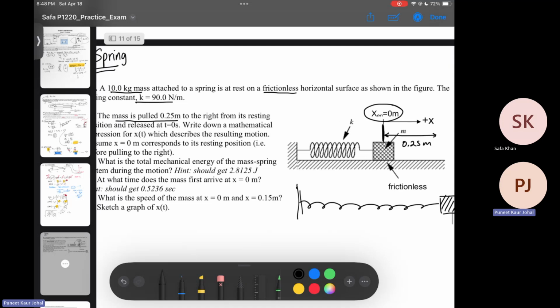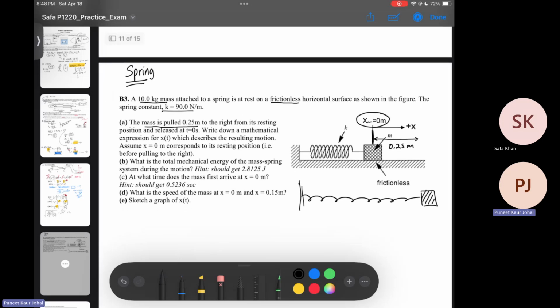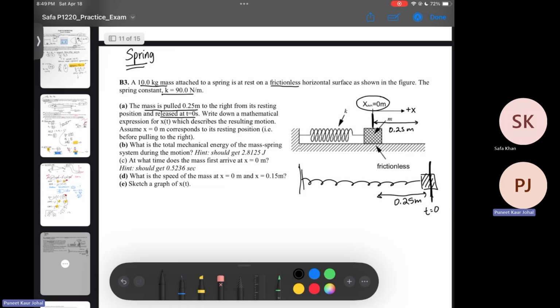So you stretch it to a distance of 0.25 meters. And then from this position, while it's resting, meaning you're just holding it there, so velocity is 0, you just release it. You release it at t equals 0. So t equals 0 means this is just the start of the time. Write down a mathematical expression for the position which describes the resulting motion.